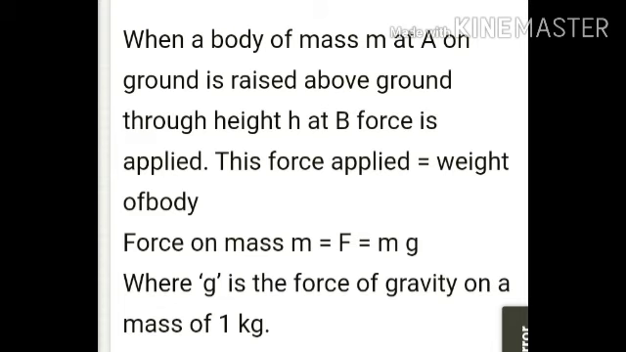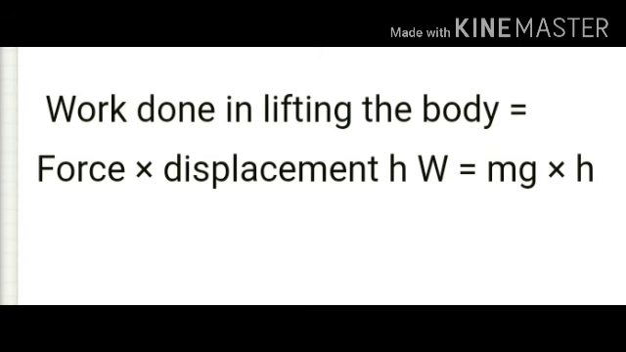Here, when a body of mass m at A on the ground is raised through a height to B, force is applied. The force applied is equal to the weight of the body, and the force on the mass m will be F is equal to mg, where g is the force of gravity on a mass of 1 kg. Now, the next is the work done in lifting the body.